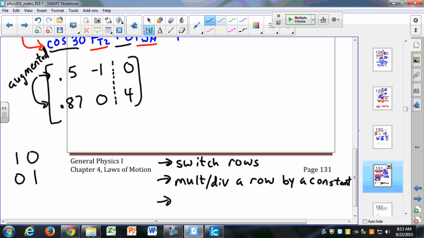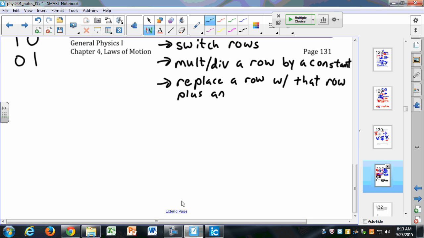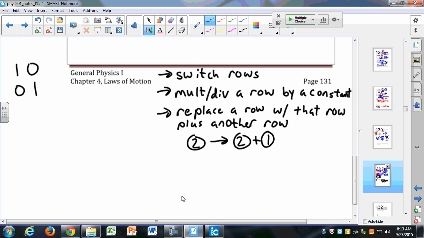And then I can also replace a row with that row plus another row. So for example, I could take row 2 and replace it with row 2 plus row 1. Let me show you how these rules play out. It's kind of fun, actually, to solve these matrices.